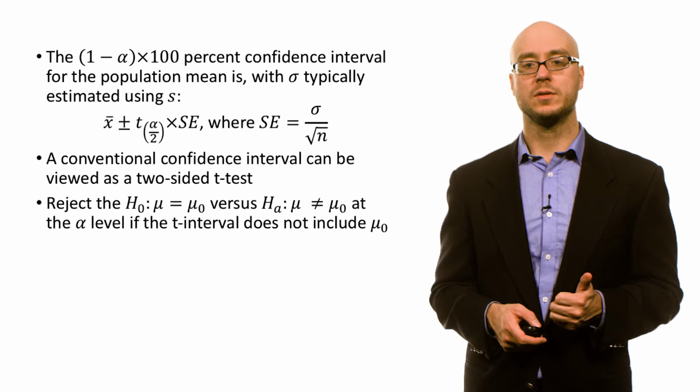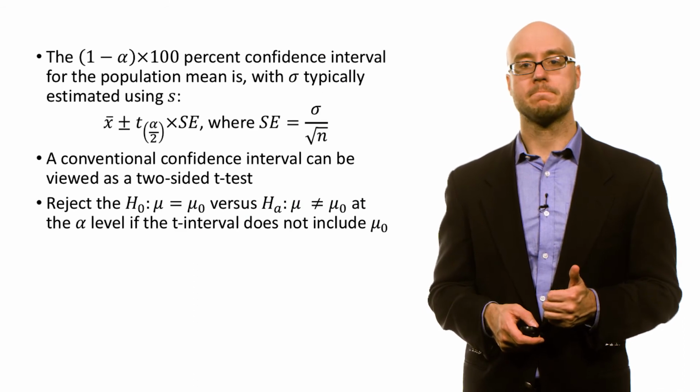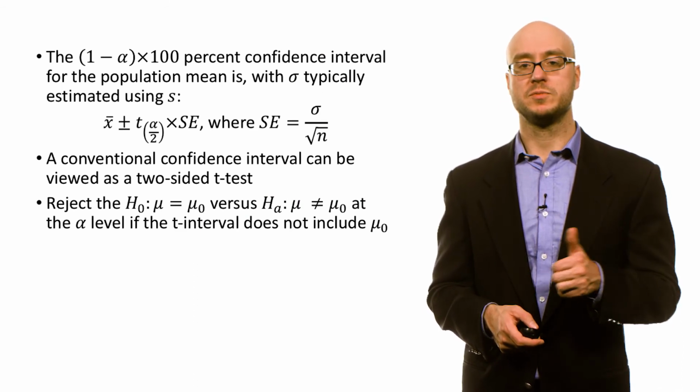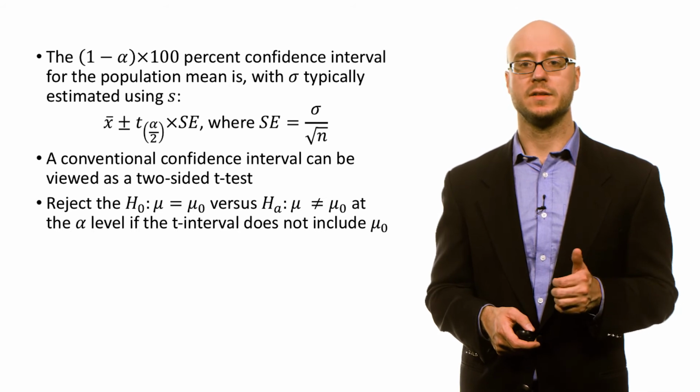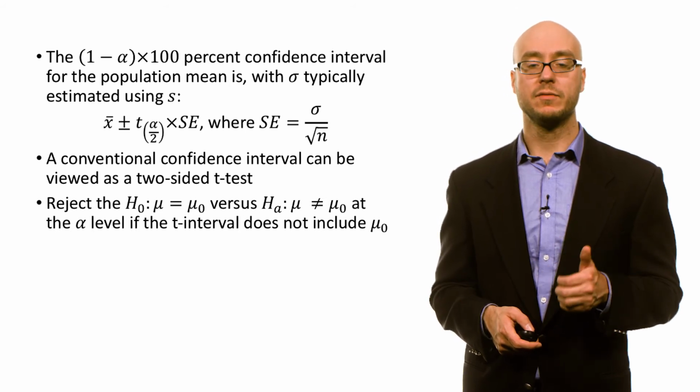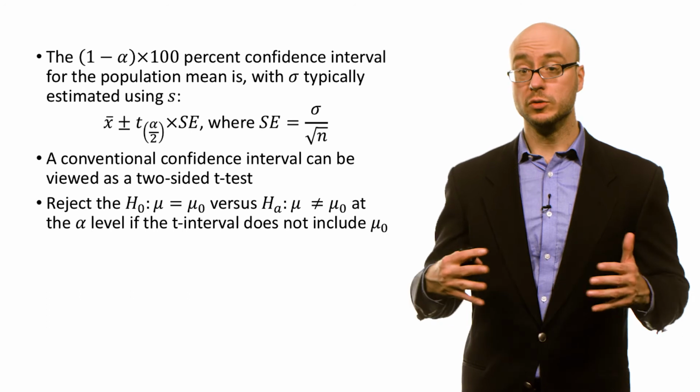But what's the key point, though, is you interpret this just the same as before. Right? A conventional confidence interval can be viewed as a two-sided t-test. We reject the null that the population mean is equal to some claimed value versus that it's not equal to the claimed value at the alpha level, if that t-interval doesn't include that claimed value of the population mean. So if the null is out, then it's in doubt. Keep that in mind. That's our mantra.